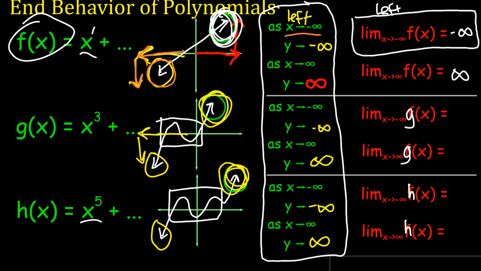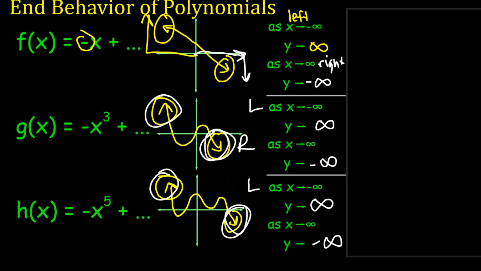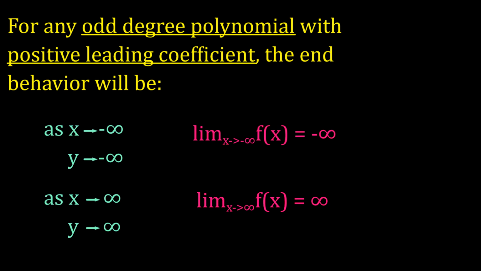So the limit as x approaches negative infinity of g of x, well, it's the same thing. It's going to be going to negative infinity because on the left it's going down. And then on the right it's going up. So as x approaches positive infinity, the y is going up. Same thing with h. So as x approaches negative infinity, that's over here on the left, the h graph is going down. So negative infinity, and the h graph is going up on the right side, so it's positive infinity. So that's just another way of writing it using limit notation, we call that. It's going to be the same thing here. I'm not going to go over that.